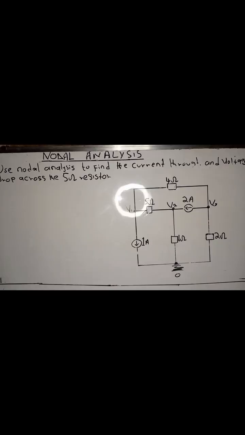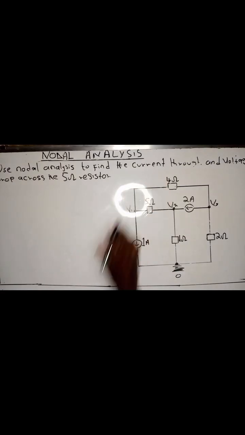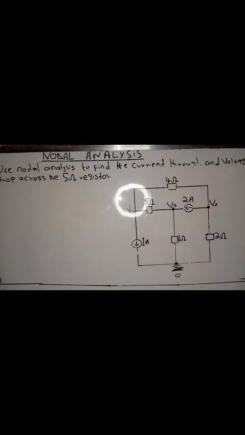So the question says use nodal analysis to find the current through and the voltage drop across the 5 ohm resistor. So how can I first start with this question? We are to determine the voltage across the 5 ohm resistor, and also we are to find the current. So the first thing to do is to look at the first node.